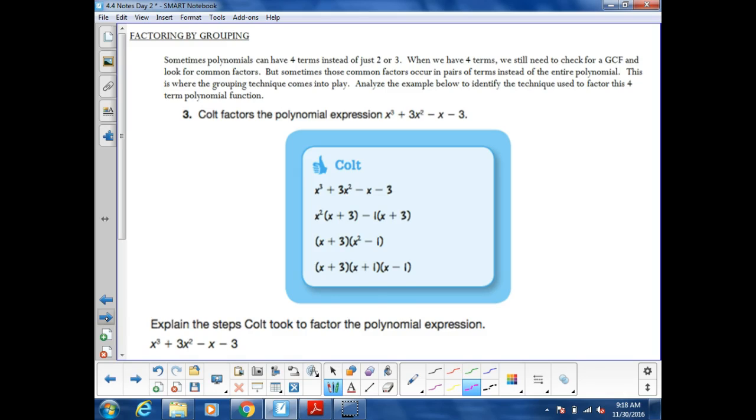The 5th way is called factoring by grouping, which is on your note sheet now, halfway down the top page. Sometimes polynomials have more than 3 terms. The first 4 ways work for 2 or 3 terms, but the only thing that works after that is greatest common factor. So when we have 4 terms, we still need to check for a GCF first and look for common factors. So we look at the whole thing first.